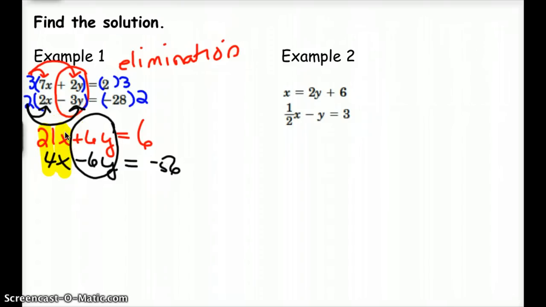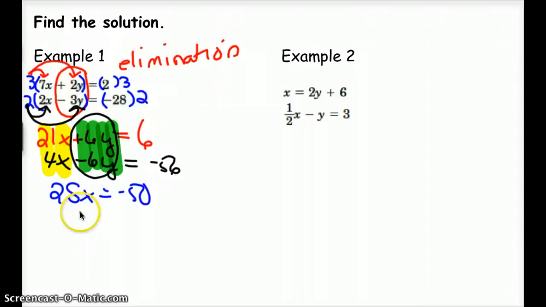Now I'm going to read down. 21x and 4x gives me 25x. My y's are 0. If they aren't 0, I have to add a subtract sign to everything. And then my 6 minus 56 is going to get me -50. Divide, x ends up equaling -2.